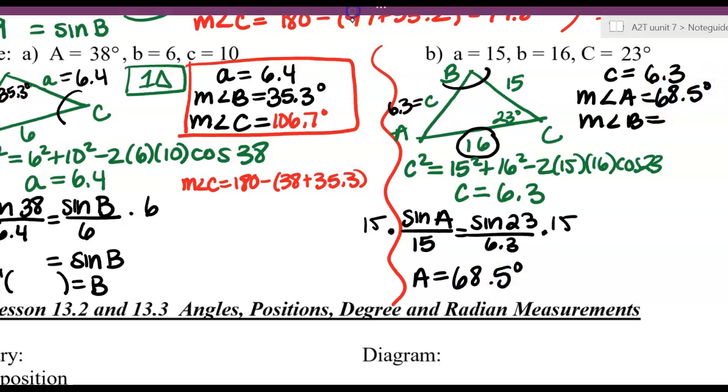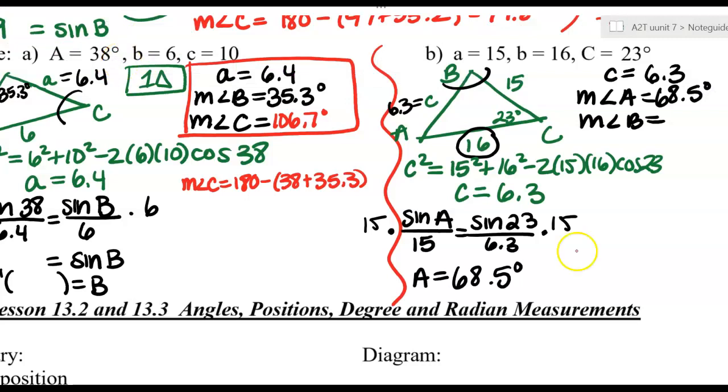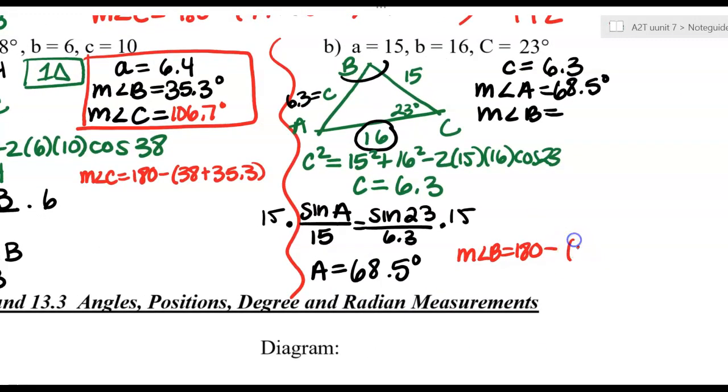And then lastly, just like in the previous problems, to find the measure of angle B, that would be 180 minus the sum of the other two angles, which is 23 plus 68.5. And that should give us that the measure of angle B is equal to 88.5 degrees.